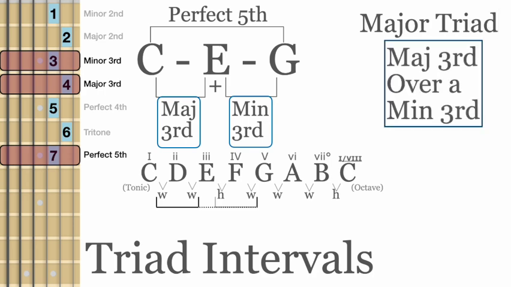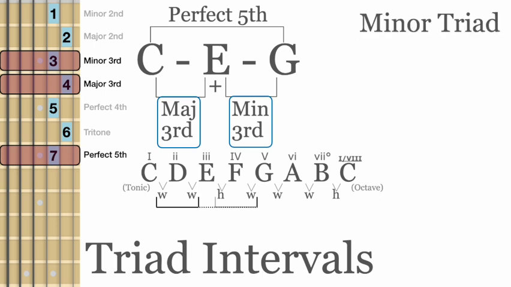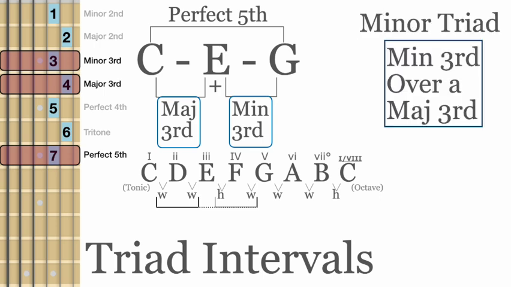Well, you'll hear people talk about a major triad all the time. It's a major third over a minor third. I mean, okay, that's fine. It's just one more thing to remember these patterns with, right? And then what's a minor triad? Well, a minor triad is a minor third over a major third. Again, it's just one more thing to remember.